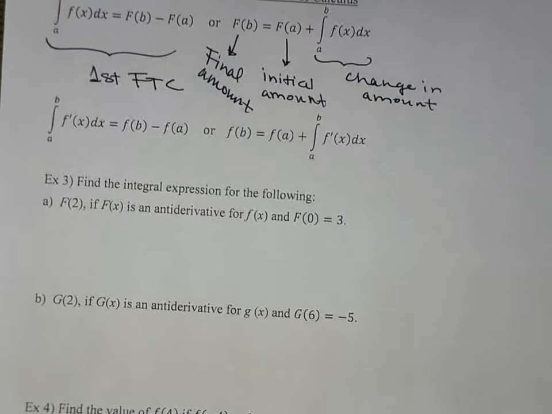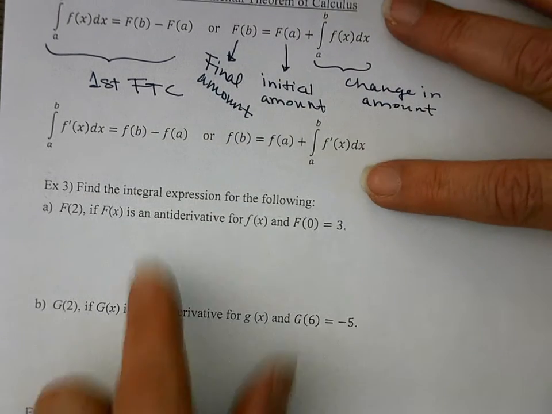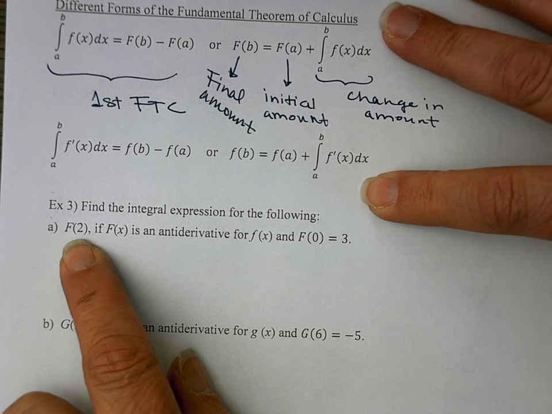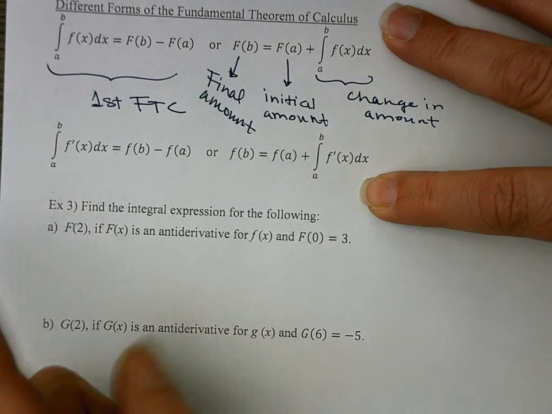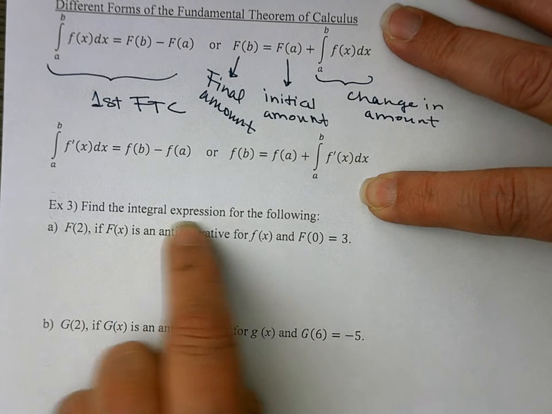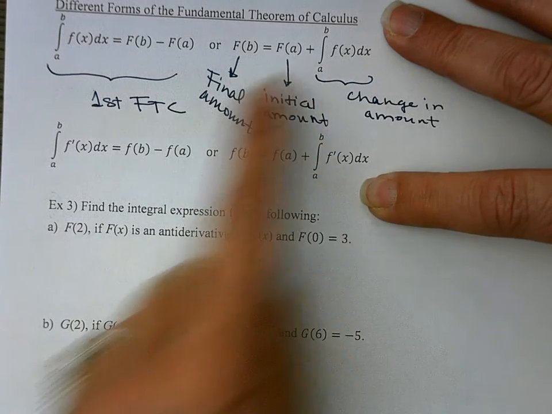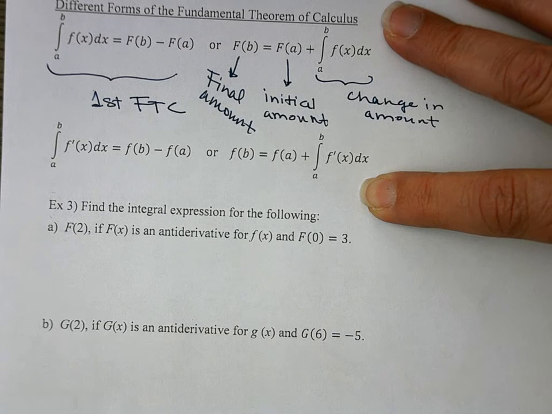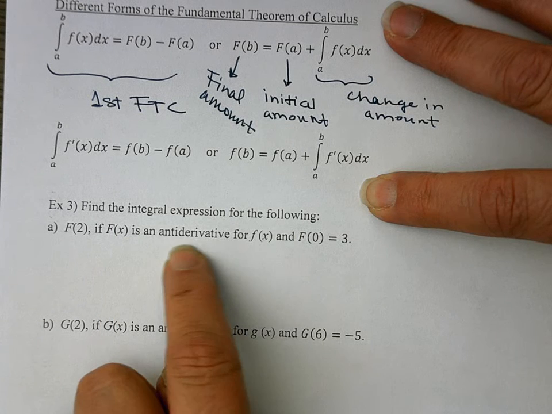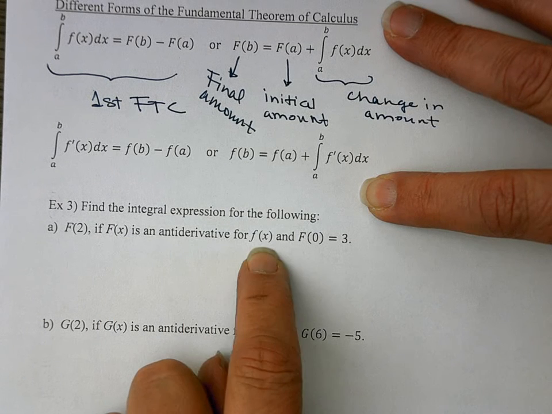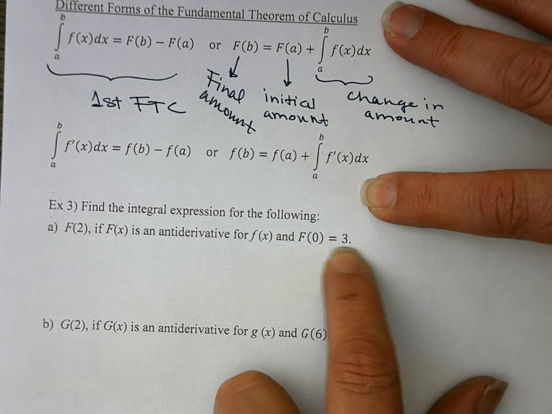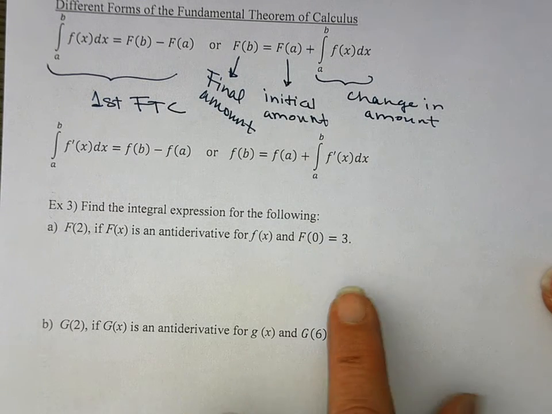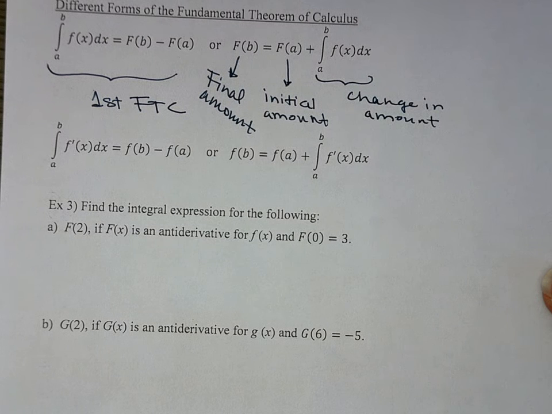So we're trying to apply the information up here. So they're saying that capital F of 2, or excuse me, let me read the whole question. So find the integral expression. So they're wanting something that looks like that for the following. So they're telling you that we have this f of 2 amount, right? We want to figure out what that is, if capital F of x is the antiderivative for lowercase f of x, and f of 0 is equal to 3. So we have to be thinking about what information they're giving us, right? What is that information they're giving us?